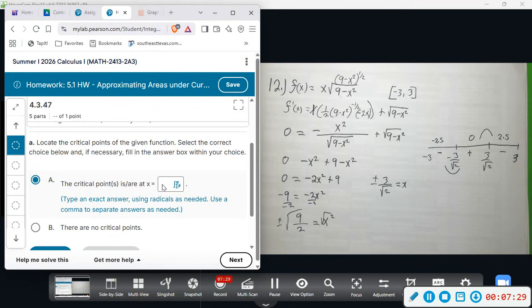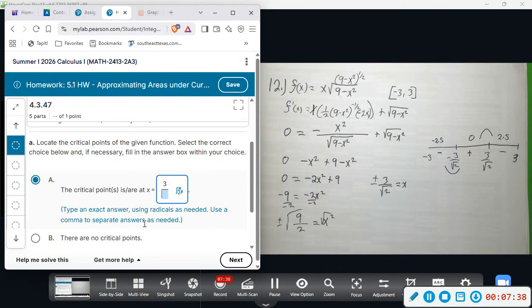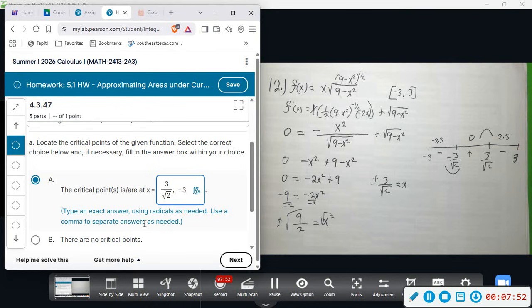So critical values, we have 3 divided by square root of 2, and then we have -3 divided by square root of 2.